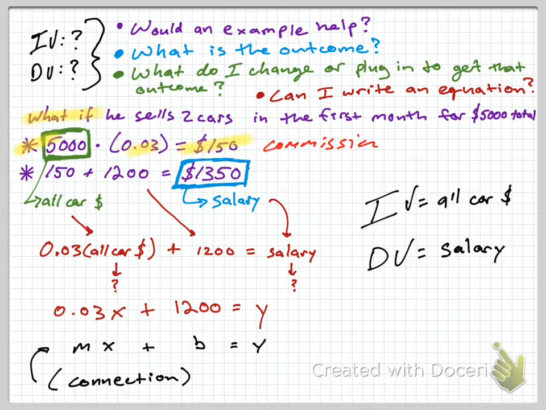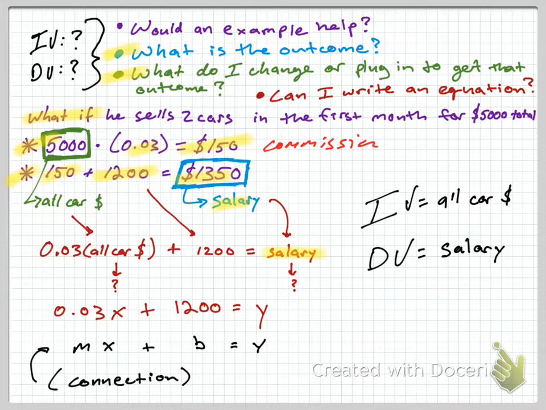Now, it's not just his commission. I got to add the $1,200 base salary. So commission plus base salary gets us $1,350. That's his salary for that month. Now, let's go back to these original questions. What is the outcome? What is my Y variable? Well, the outcome is his salary for the month. Now I know that Y is going to be salary.